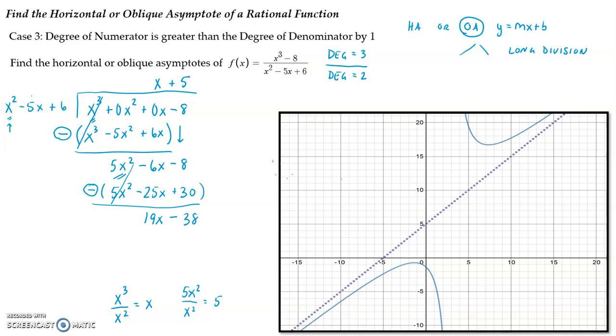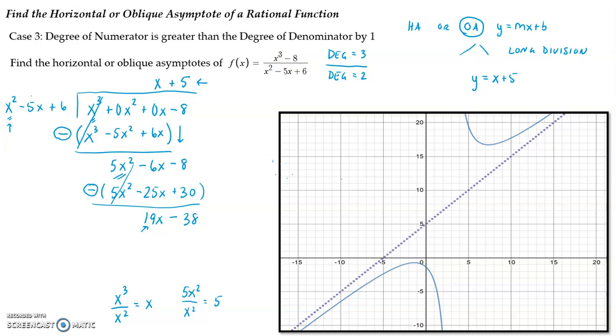You'll keep going until you can't do any more rounds of division, and you'll notice that this 19x right here is not big enough for me to divide it by an x squared term, so I'm done with my long division. And students always ask, where does my answer come from? That is up here on top. We ended up with an x plus 5, and that actually becomes the equation for your oblique asymptote. So you've got the equation y equals x plus 5.